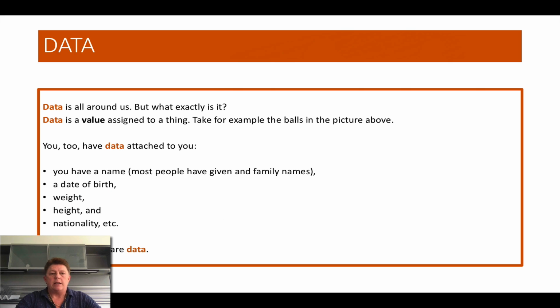So let's talk about data. Data is all around us, but what exactly is it? Data is a value assigned to a thing. Take, for example, golf balls. You too have data attached to you. You have a name. Most people have given and family names. You have a date of birth. You have weight. You have height. You have nationality. All these things are data.